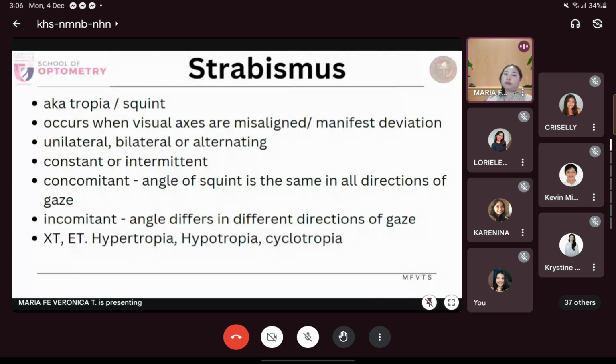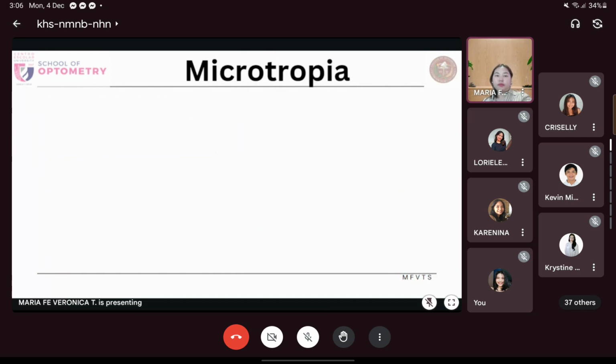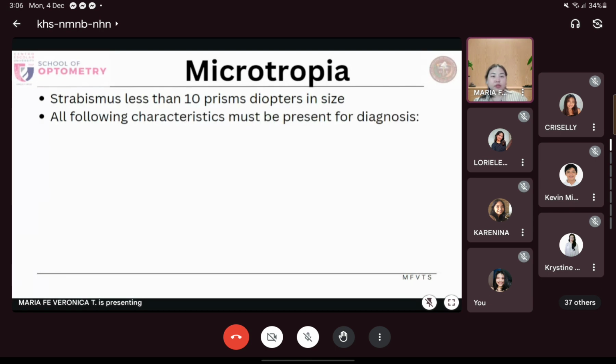Then, gaya naman ng kanina, it can be classified based din sa deviation na XT, ET, hyper, hypo, and cyclo. Next, we have microtropia. So, based on the pangalan pa lang, you would know that this is a classification of strabismus as well. So, dito, ang strabismus na to, this is only less than 10 prism diopters in size. So, before mo masabi na yung patient mo has microtropia, kailangan all the following characteristics must be present. Hindi pwedeng isa lang yung present, hindi pwedeng dalawa lang. Dapat all criteria must be met.